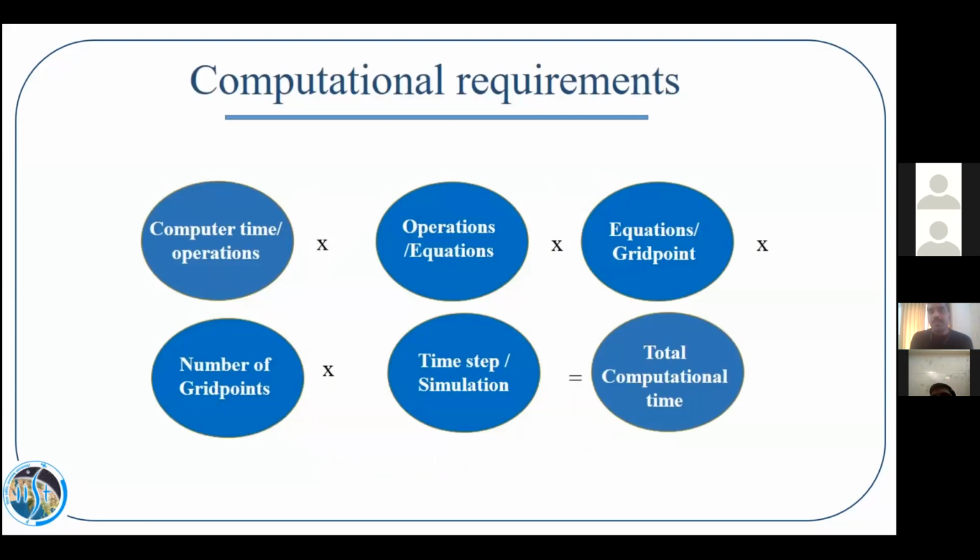So we have a computer time for each operation. We can do a simple calculation: computer time per operation multiplied by operations per equation. We have several equations, let's say 5 equations, and each equation needs to be solved at each of these grid points. So that is multiplied by equations per grid point, multiplied by the total number of grid points, and multiplied by each time step of the simulation. That is going to give you the total computational time.